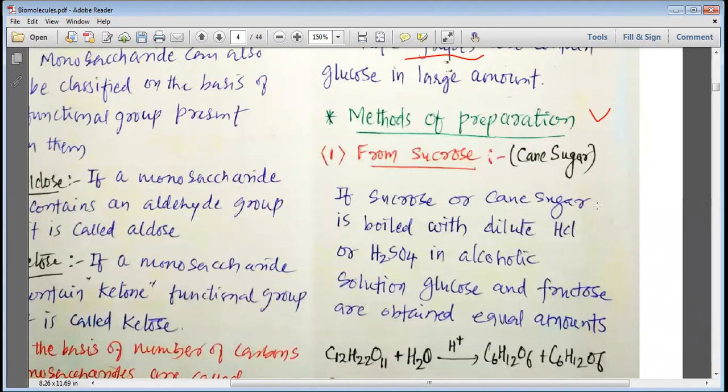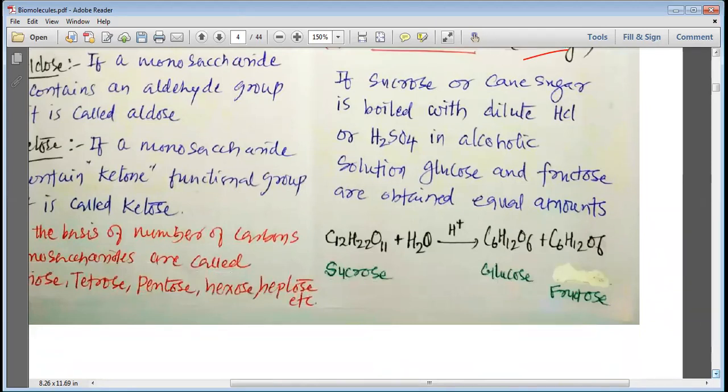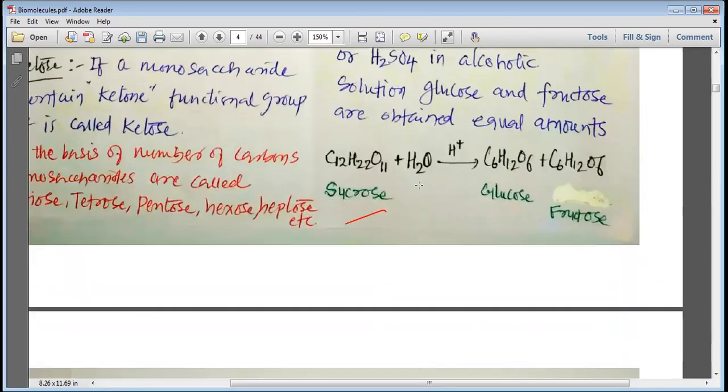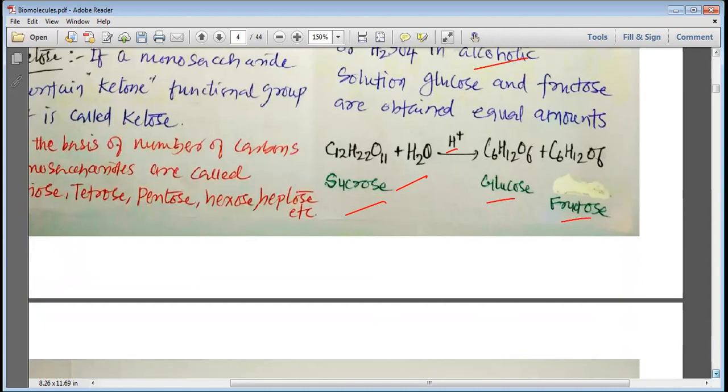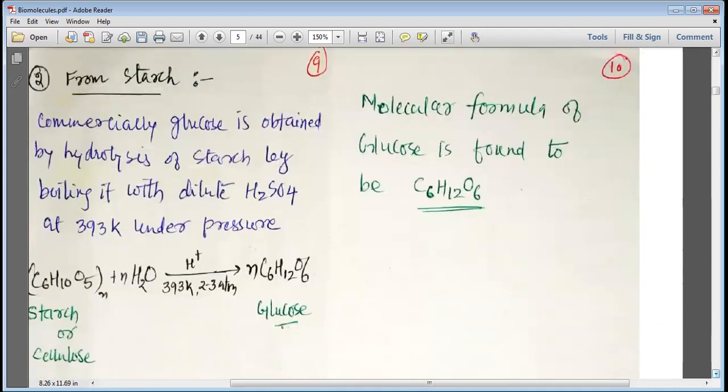Now the various methods of preparation of glucose. Glucose can be prepared from cane sugar. You can see that sucrose in the presence of water and in the presence of sulfuric acid or HCl, or in an alcoholic medium, gives glucose and fructose. Remember that glucose and fructose have the same molecular formula. You can even prepare glucose from starch.